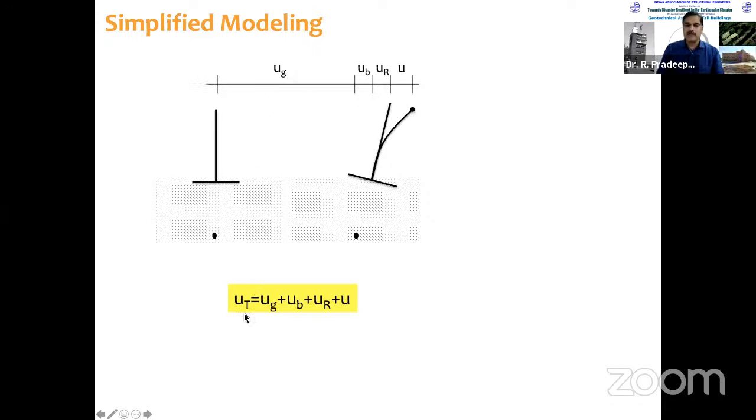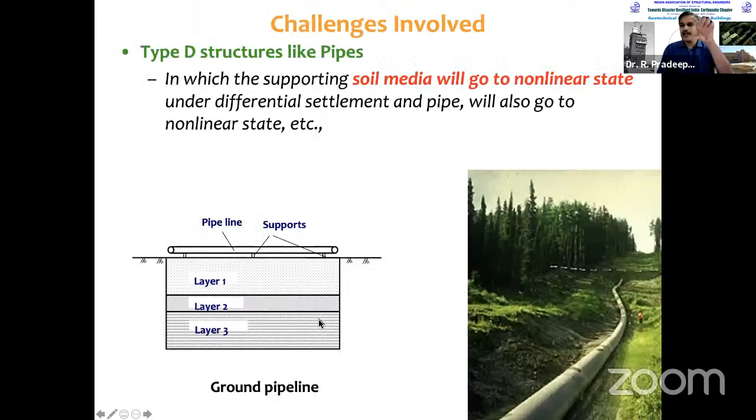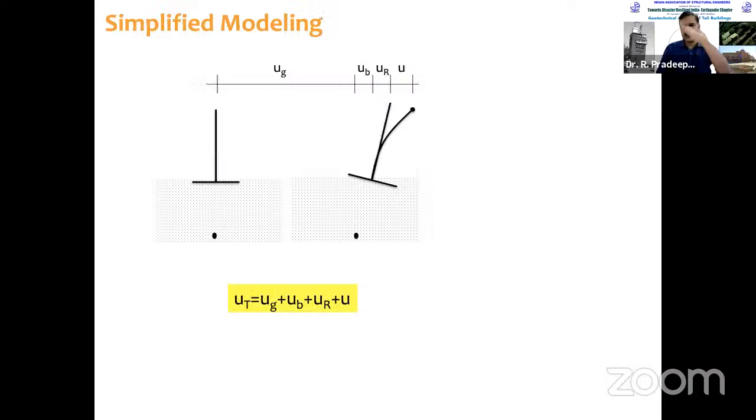So total deformation UT is equal to UG, the displacement of the ground, plus the displacement of the base of the structure, plus the displacement due to rocking of the structure, which is height into theta, and then finally the deformation of the structure. But if we don't consider the soil condition, then what we generally use is the final U only. That is the problem. The rest, all three things, we are ignoring. But nature will not ignore when the ground is shaking. It will be the actual displacement. That means the total displacement is the actual displacement.